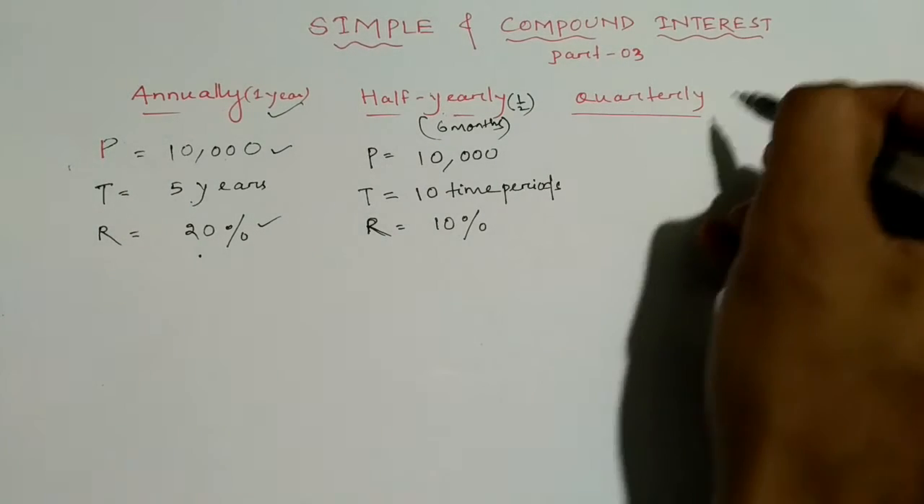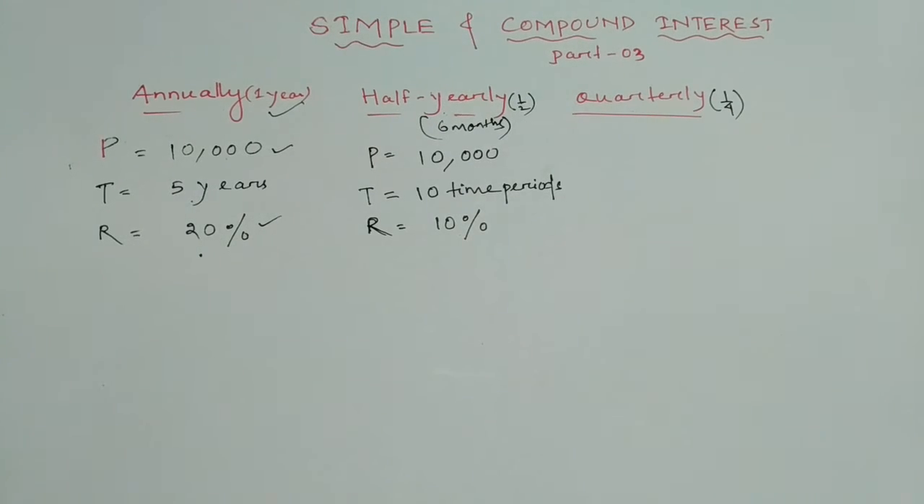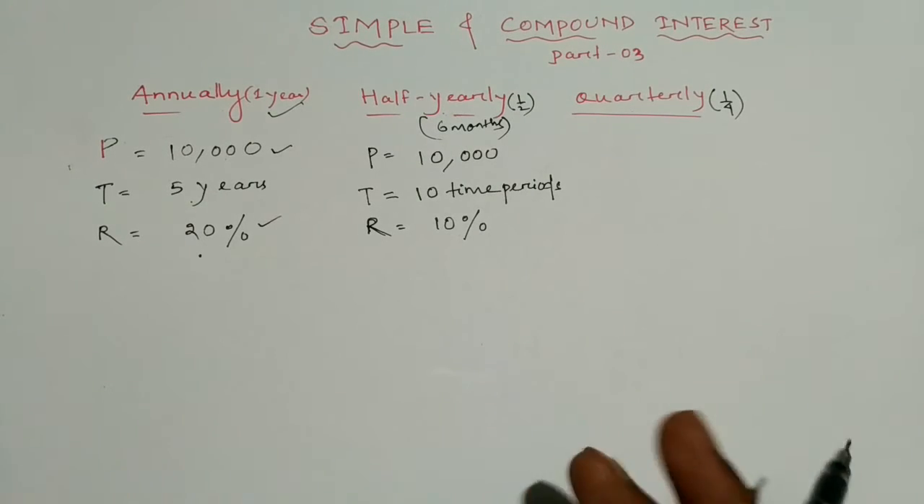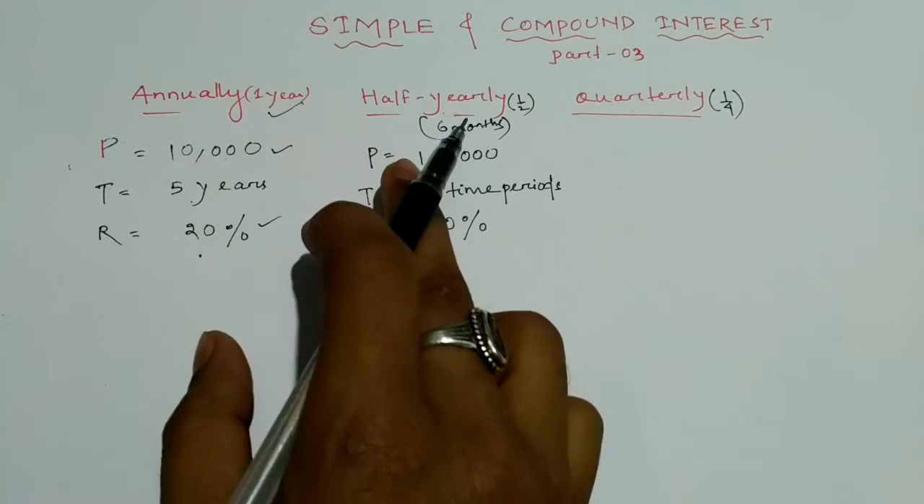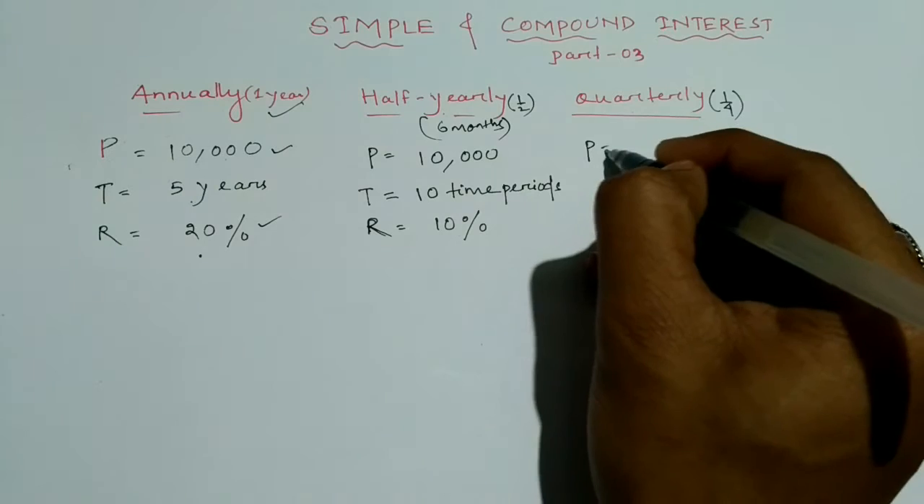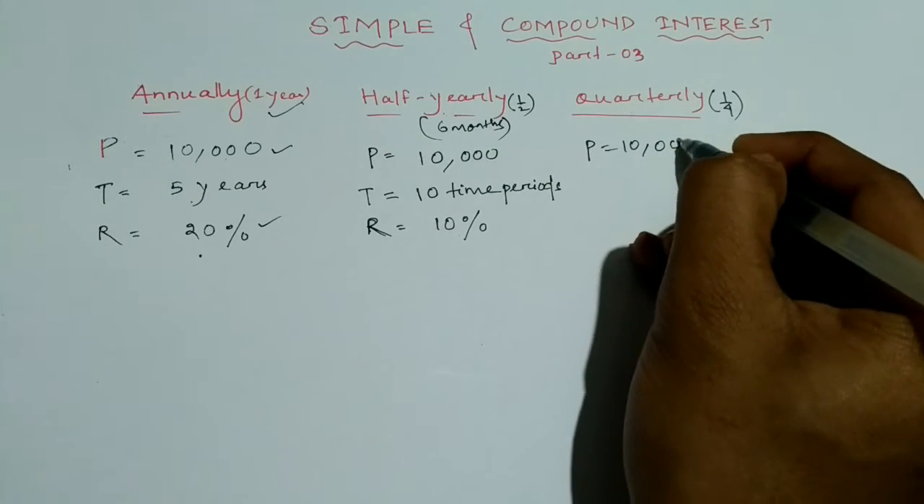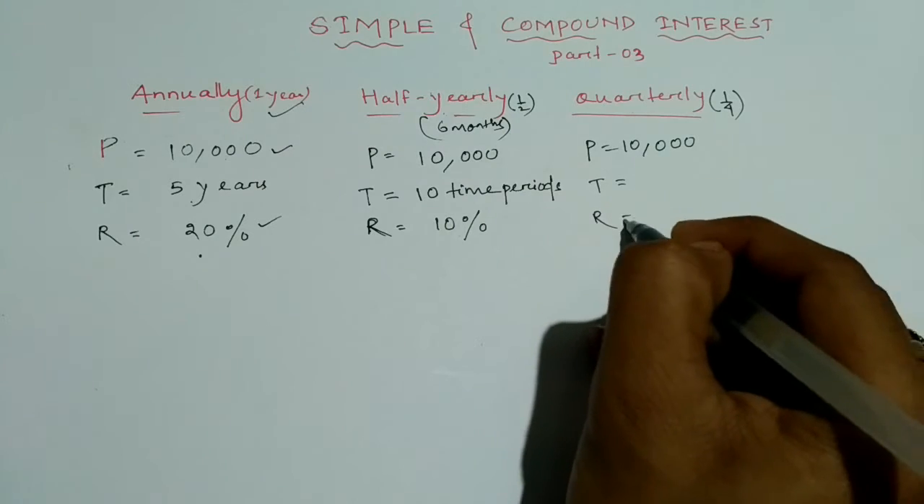Next is quarterly. Quarterly means 1 by 4 years. 1 by 4 years means 3 months, that is the quarterly. As I already said, for annually, half yearly and quarterly, the principal always remains the same. So let's say P is equal to 10,000 rupees. But T and R will vary a little bit.